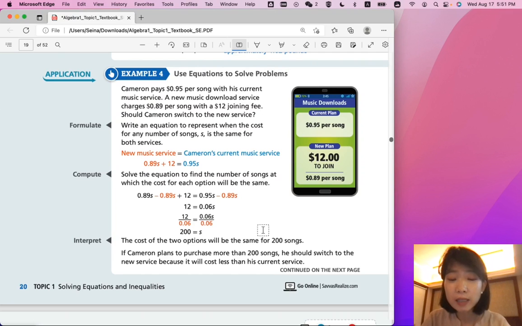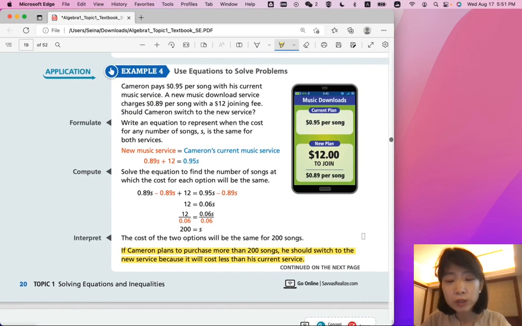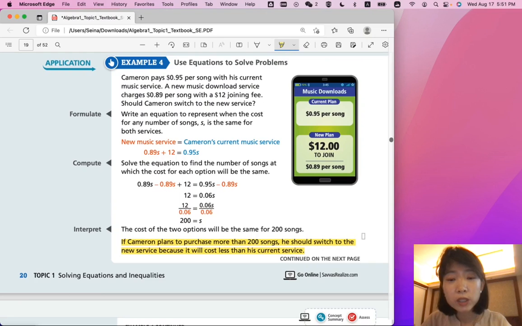But after 200 songs, if he downloads more music than that, then the new plan should be beneficial for him. So if Cameron plans to purchase more than 200 songs, he should switch to the new service because it'll cost less than his current service. So after you figure out the answer for your variable, you need to be able to interpret that in your own problem and situation in order to answer which option would be better.